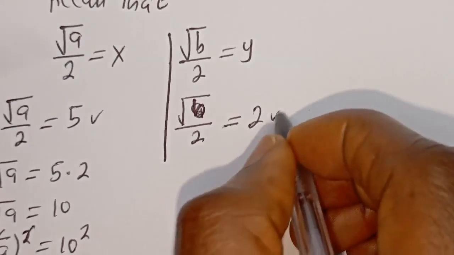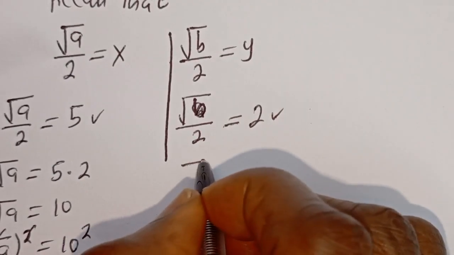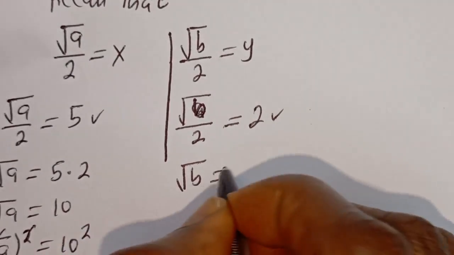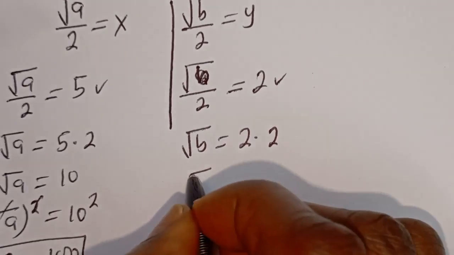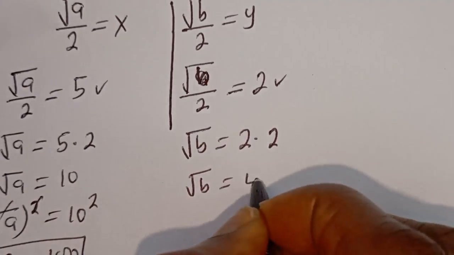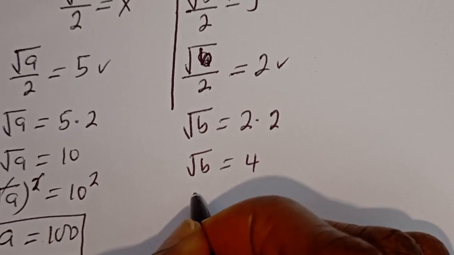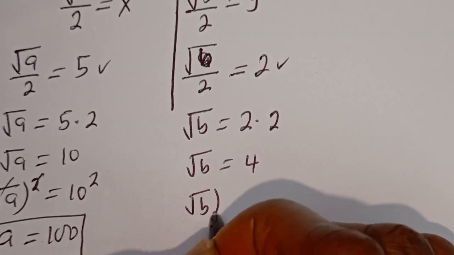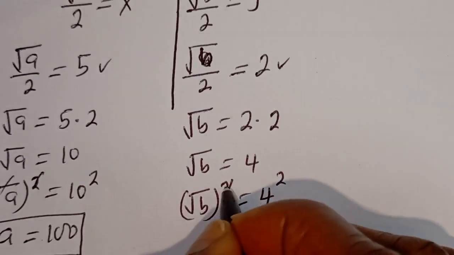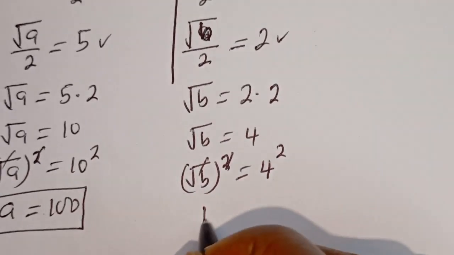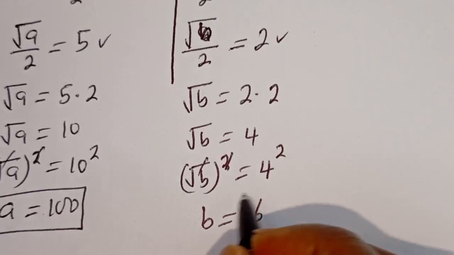And from here, the second case, square root of b is equal to 2 multiplied by 2. Square root of b equal to 4. Let's square both sides. Square root of b square is equal to 4 square. This will cancel this. b is equal to 16.